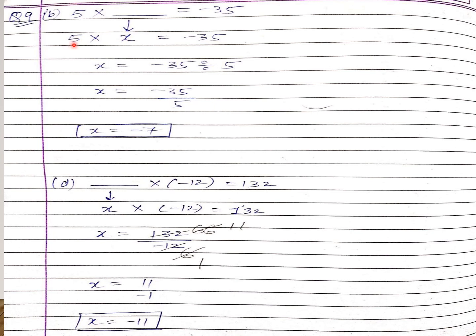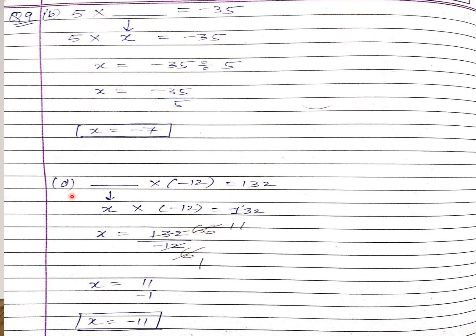This 5 is extra and it is getting multiplied with x. What will happen? When you take this 5 to that side of border, it will come in division like this. You can write x equal to minus 35 divided by 5. Finally, it is 35 upon 5 and 5 sevens are 35, x equal to minus 7. You could have also guessed it directly, but guessing is not a proper way to write the answer. You should find the answer properly like this.